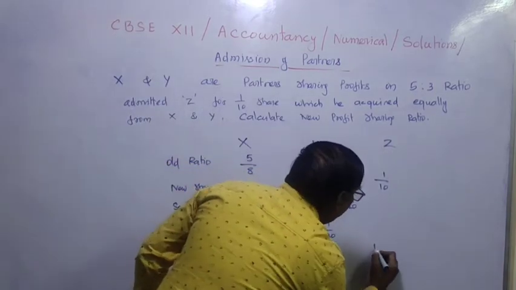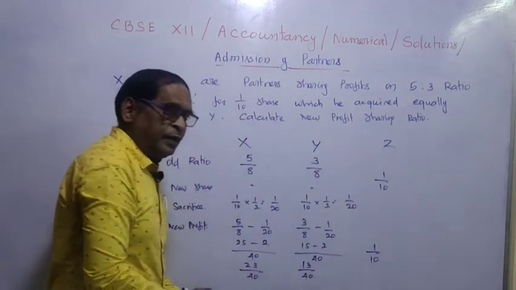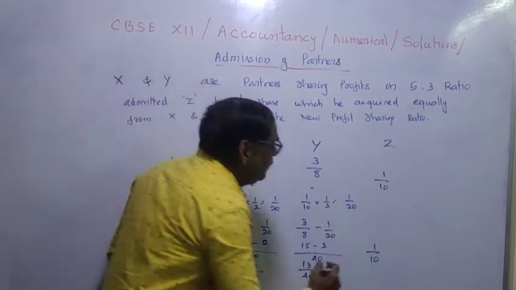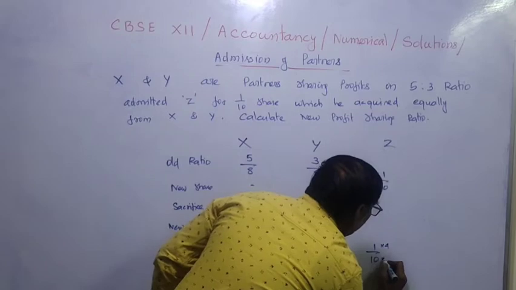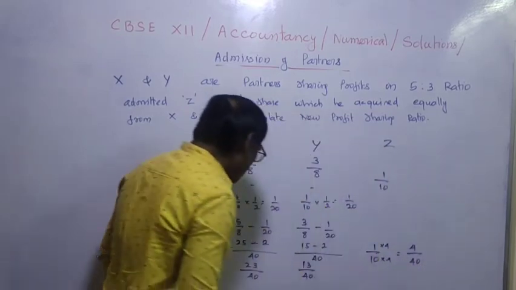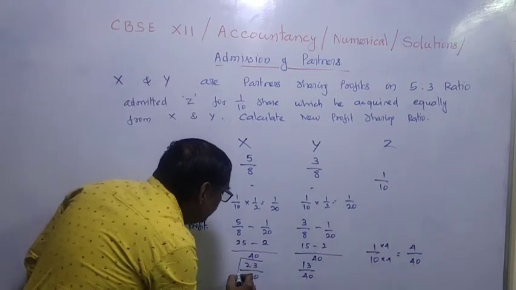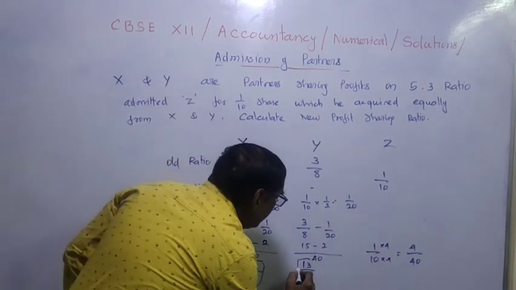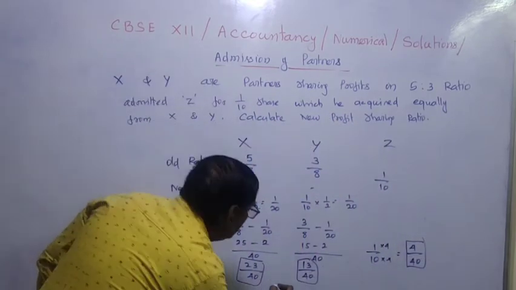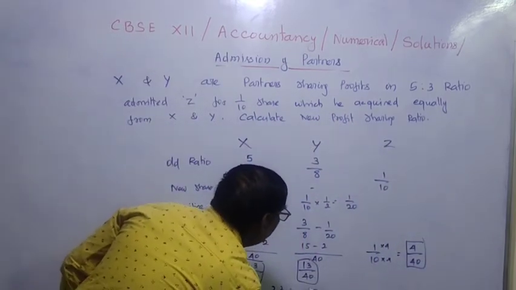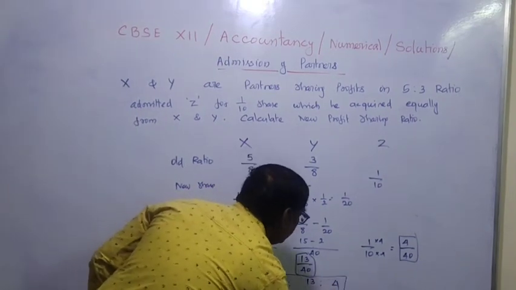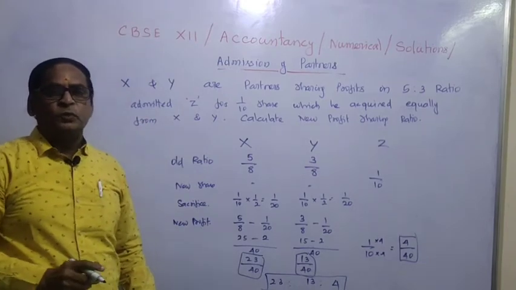So here the same ratio 1 by 10. As the base is 40, we can multiply by 4. So if we multiply the numerator and denominator by 4, that is 4 by 40. So the ratio will be 23 by 40, 13 by 40 and then 4 by 40. So 23:13:4. So this is the new profit sharing ratio.